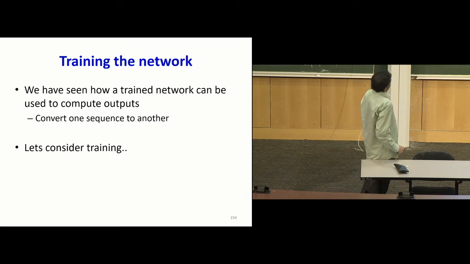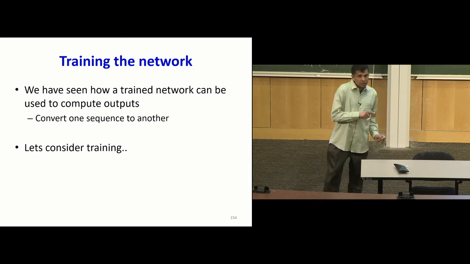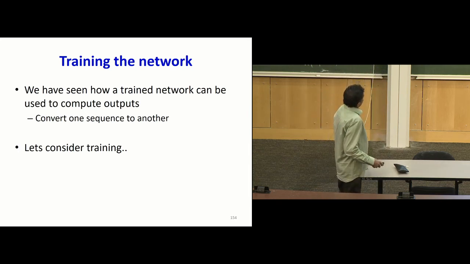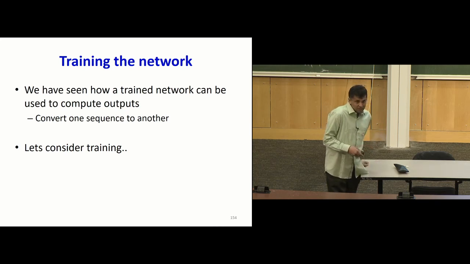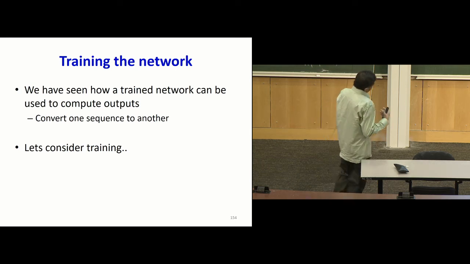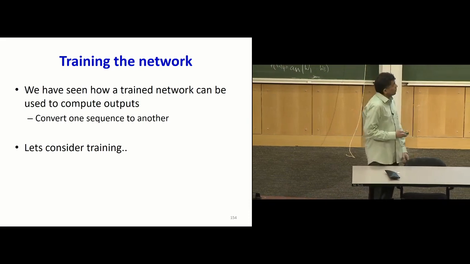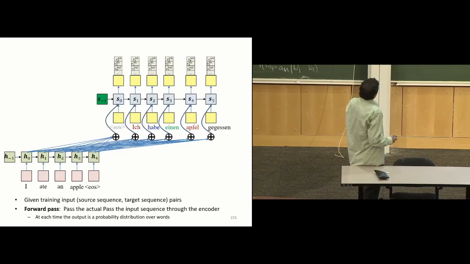Now, how do we train the network? We've seen how the network can be used during inference, how to produce outputs. But to consider training, we have to factor in the structure of the model itself and how information can be propagated backwards. So here is how you would train.